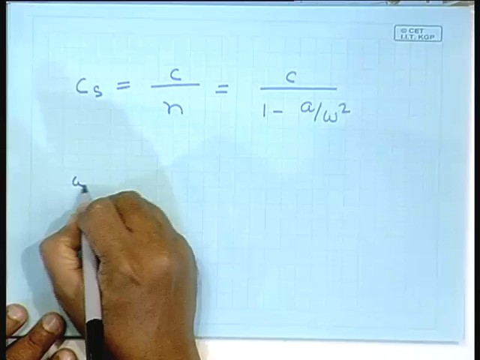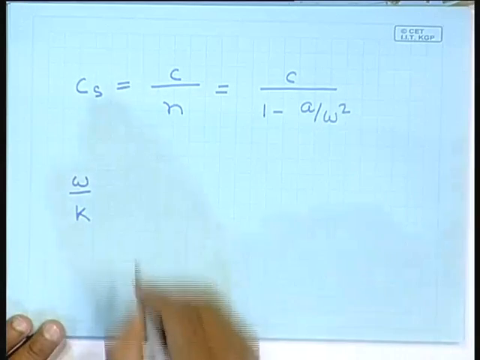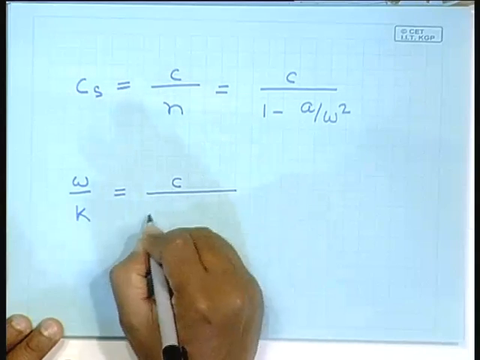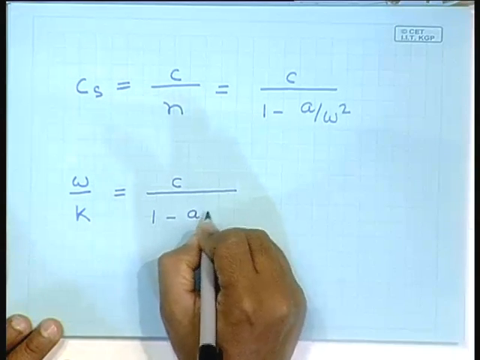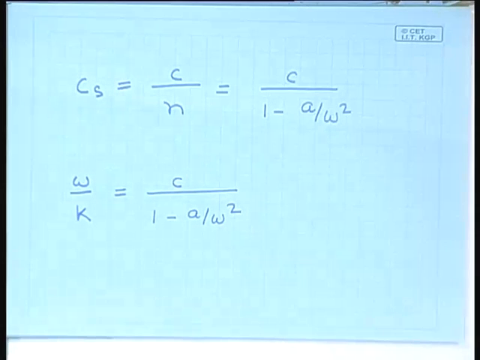Now, the phase velocity we know is the ratio of the angular frequency to the wave number. So, this is equal to c divided by the square root of 1 minus a by omega square. Now, we want to next calculate the group velocity. To calculate the group velocity, we have to calculate the derivative of the angular frequency with respect to the wave number.